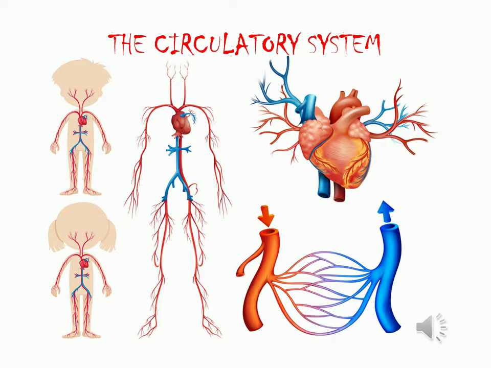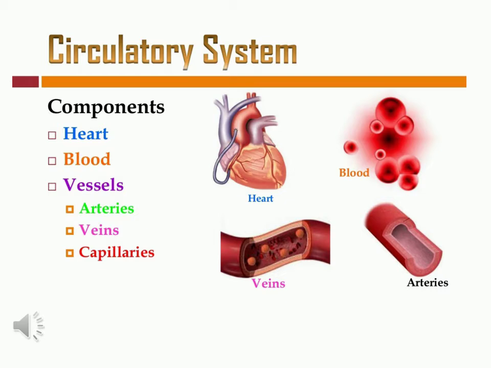Okay, let's continue talking about the circulatory system. That is our topic for today. Lesson number 6, pages 46 and 47. The first question of this lesson is, what makes up the circulatory system? Here, in this presentation, we have the components of the circulatory system. The principal organ, the central organ of the circulatory system, is the heart. Then, as you can see, blood is also part of the circulatory system.